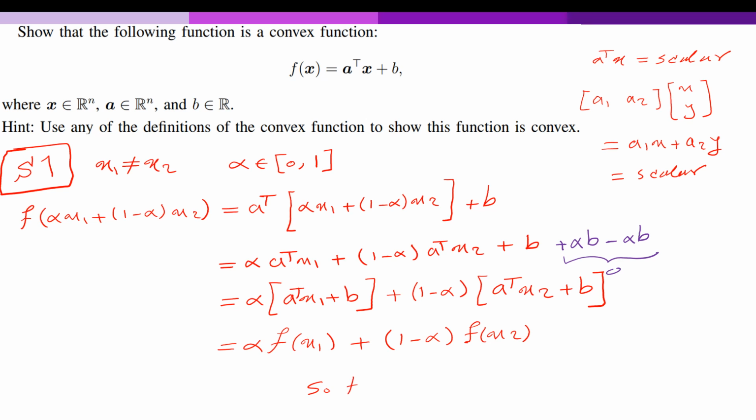So the function is convex. That's for the first solution.